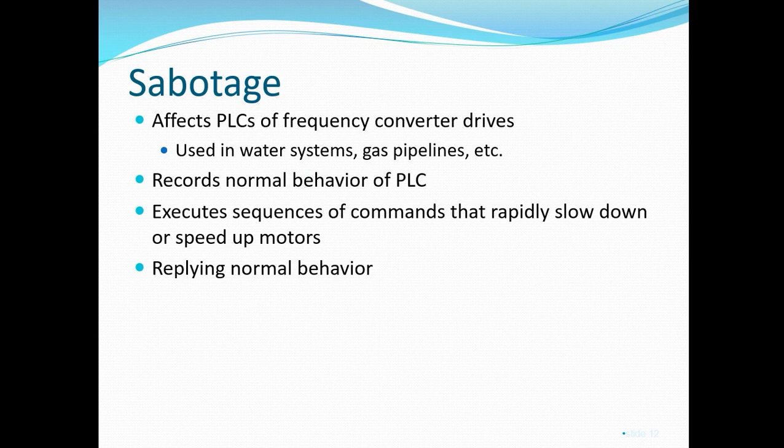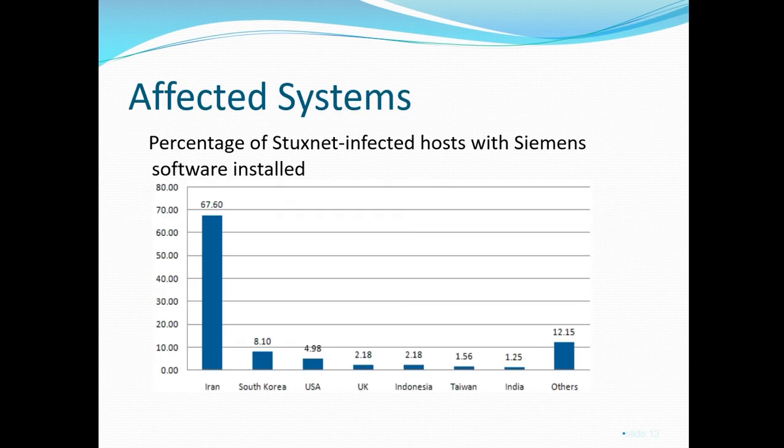Stuxnet affects PLC controls of frequency converter drives. A frequency converter drive controls the speed of another device, used in automation systems, gas pipelines, etc. Firstly, it records the normal behavior of the PLC. Then it executes sequences of commands that rapidly slow down or speed up the motors. Meanwhile, it replays normal behavior. Here are the affected systems worldwide.